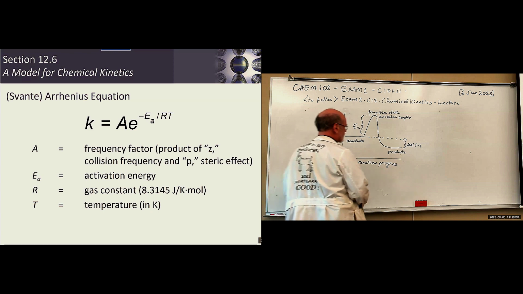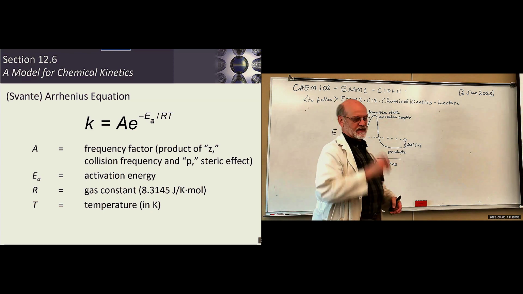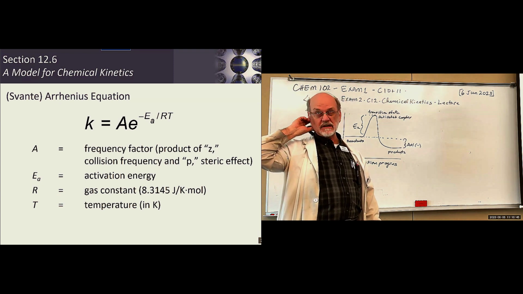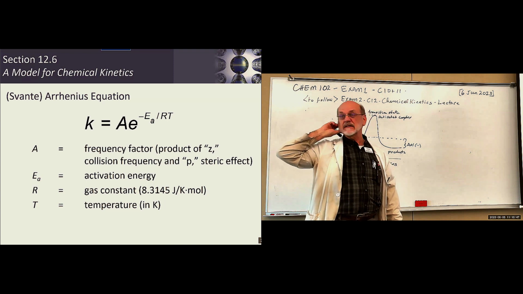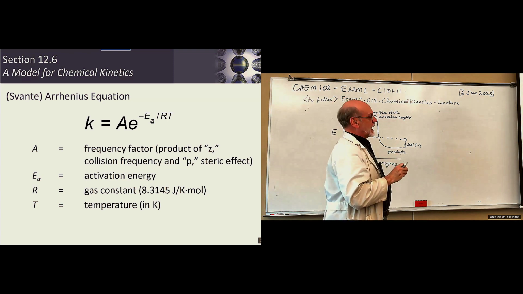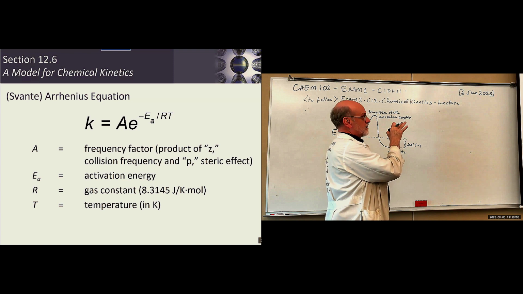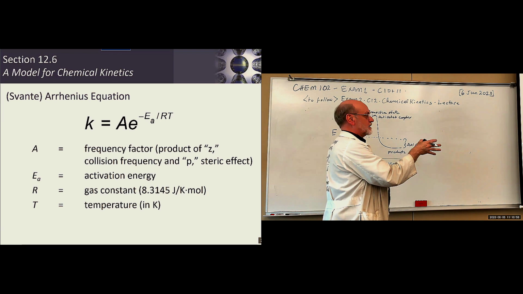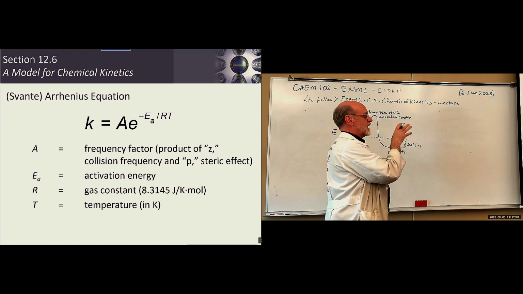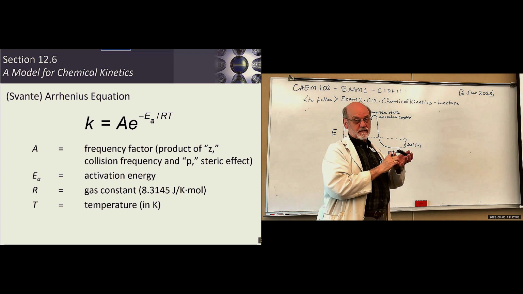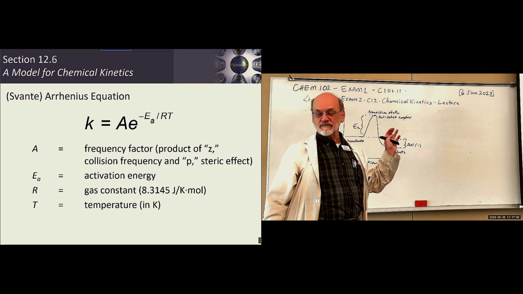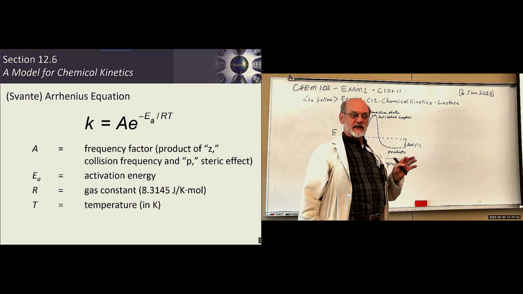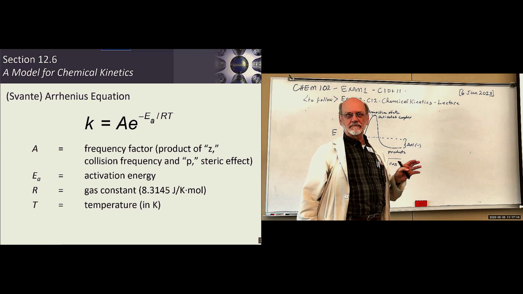All right. This fellow, Svante Arrhenius, was a Swedish chemist in the middle 19th century, I think. And he proposed this equation that related temperature, the rate constant, and activation energy. You see that R in there, that's your gas constant. It's going to be the one with joules, 8.3145, I think.